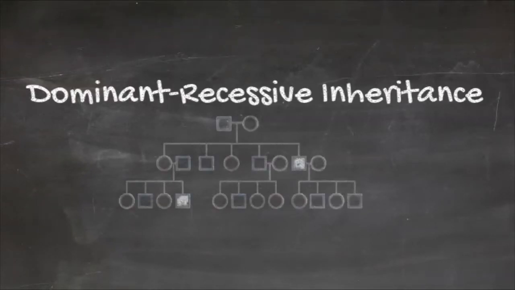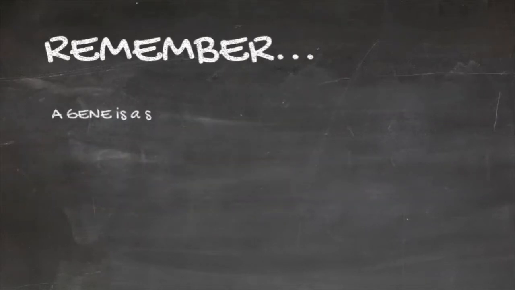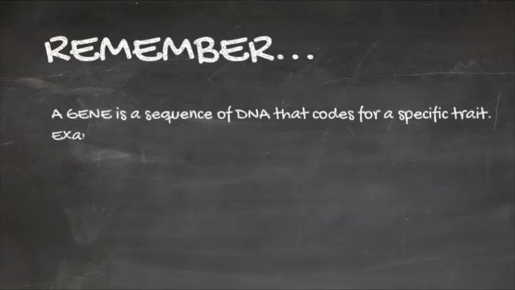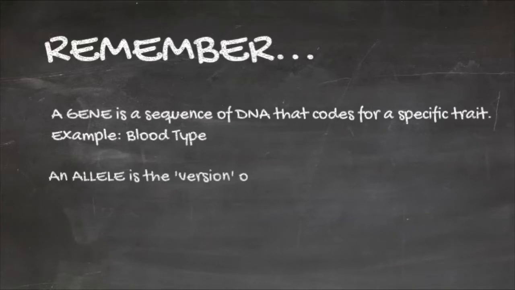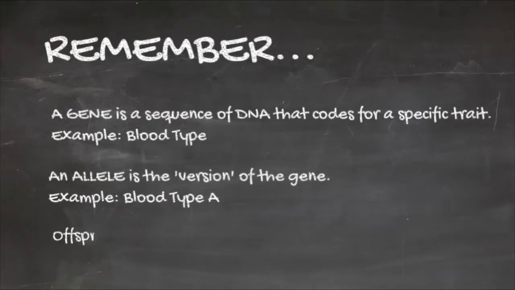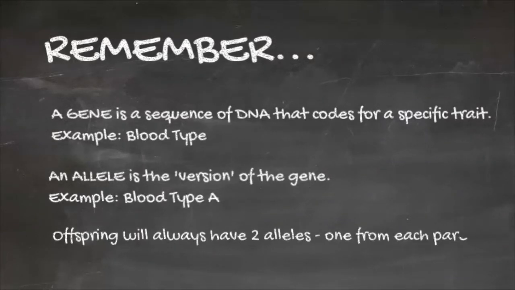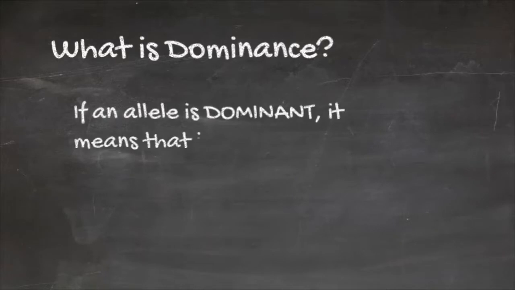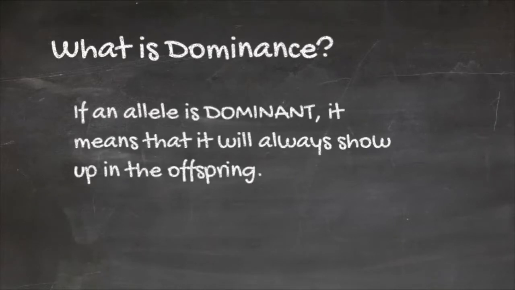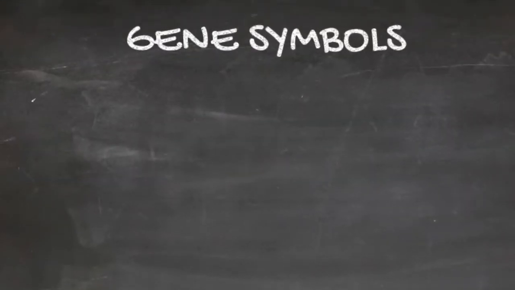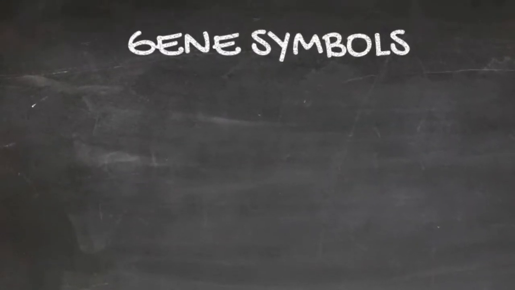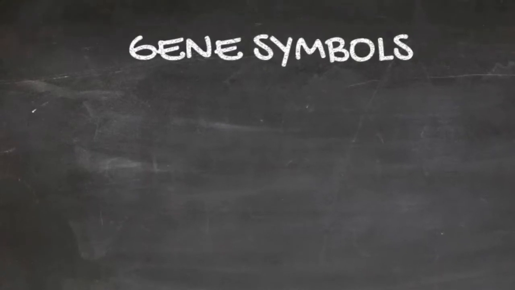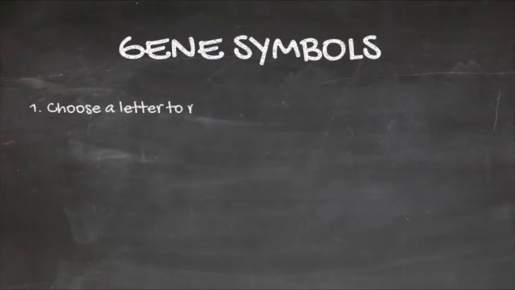Before we begin with our examples, let's review some important vocabulary. In this simplest form of inheritance, it's important to understand what dominance means. If an allele is dominant, it means it will always show up in the offspring. Gene symbols are used to help us understand how the inheritance patterns are working. Here are some things to remember before we explore our examples.